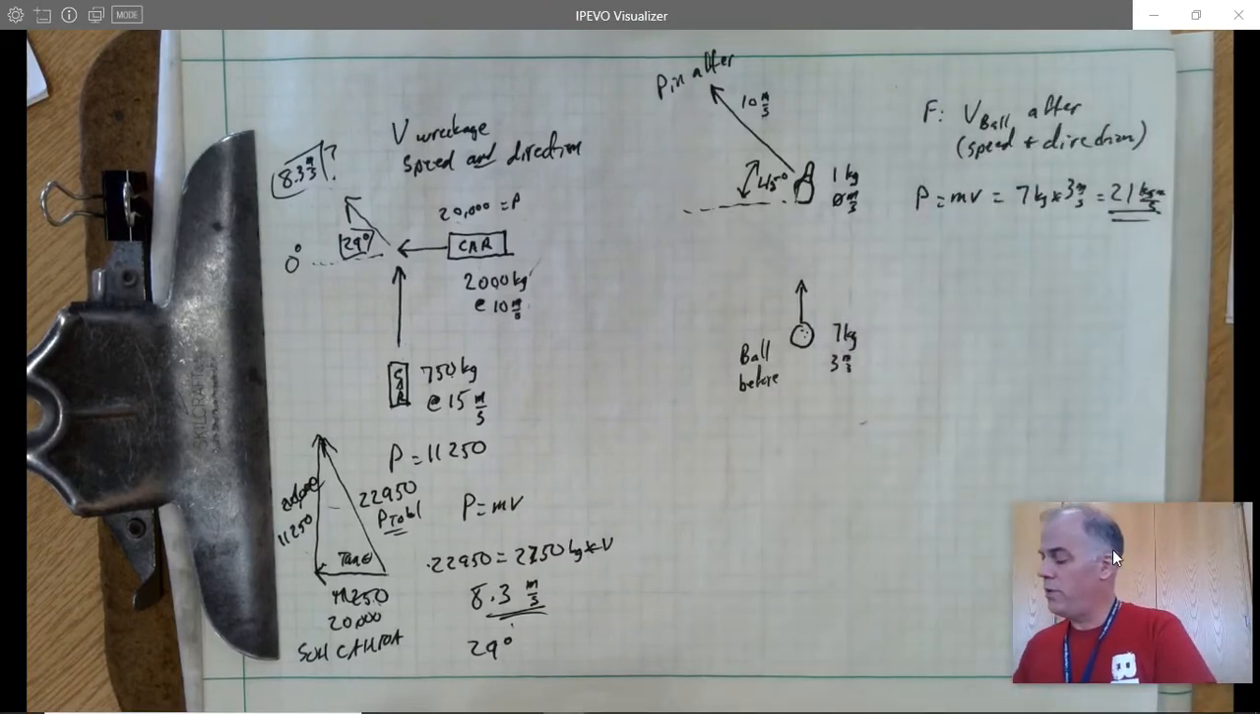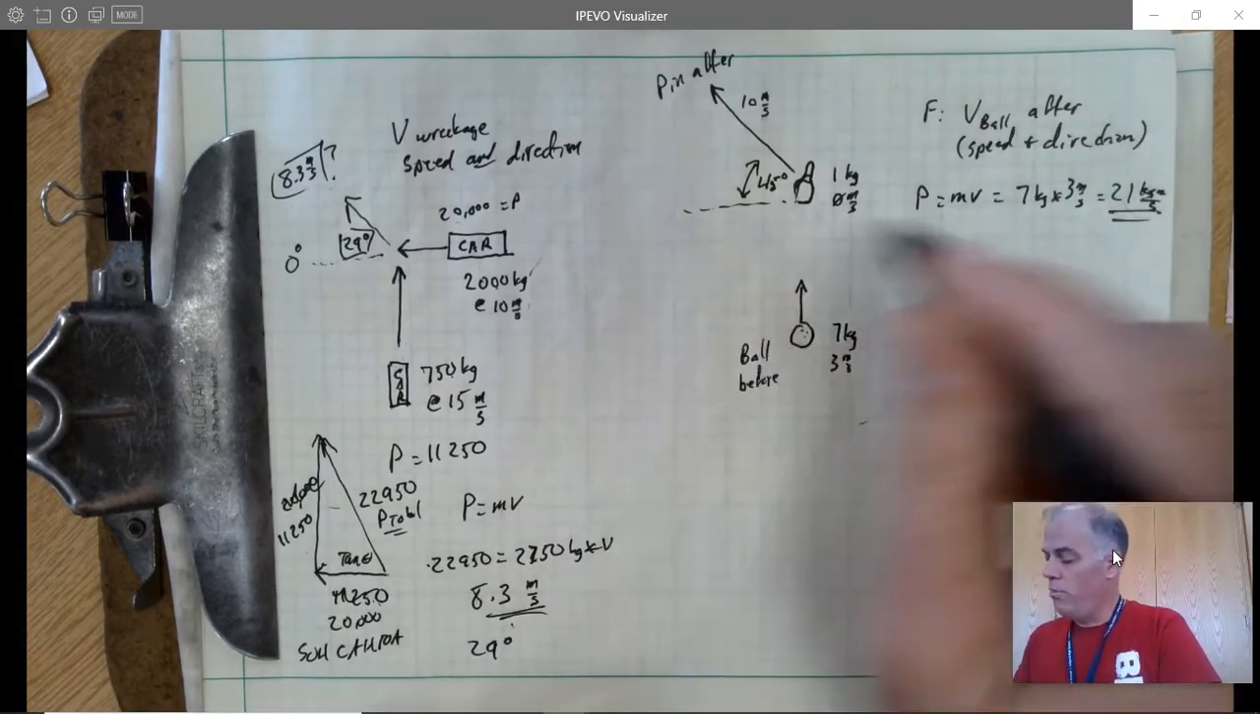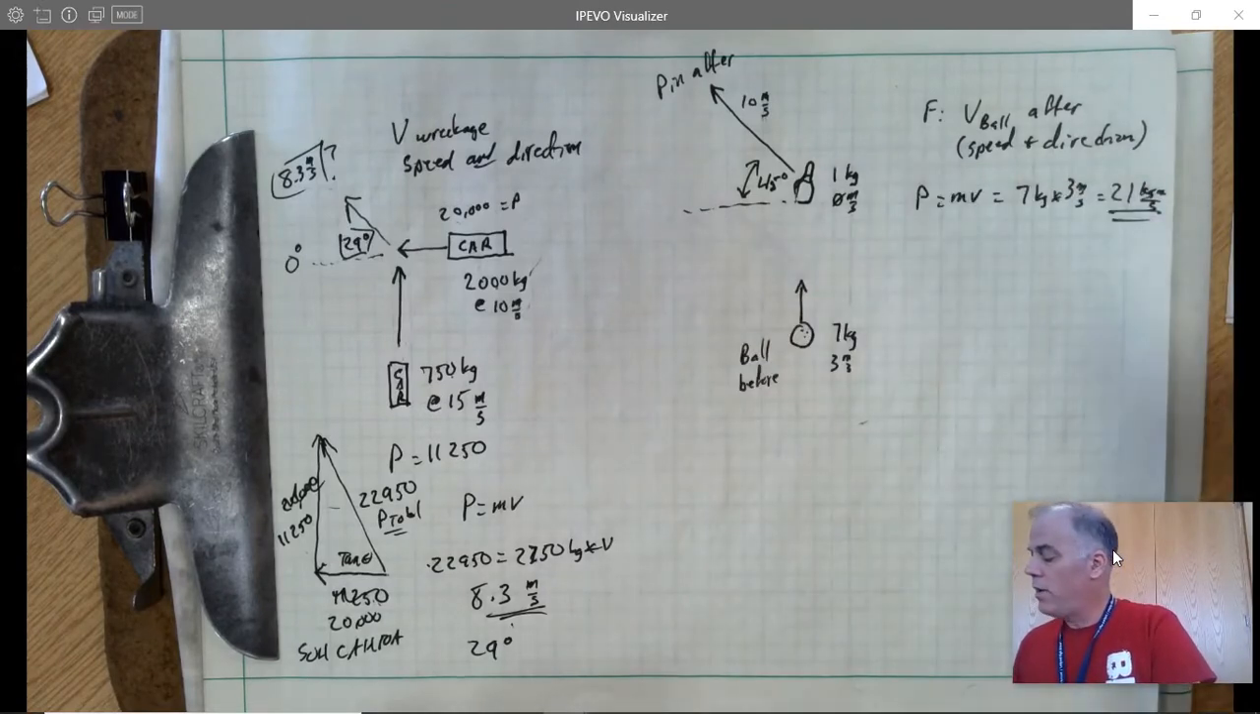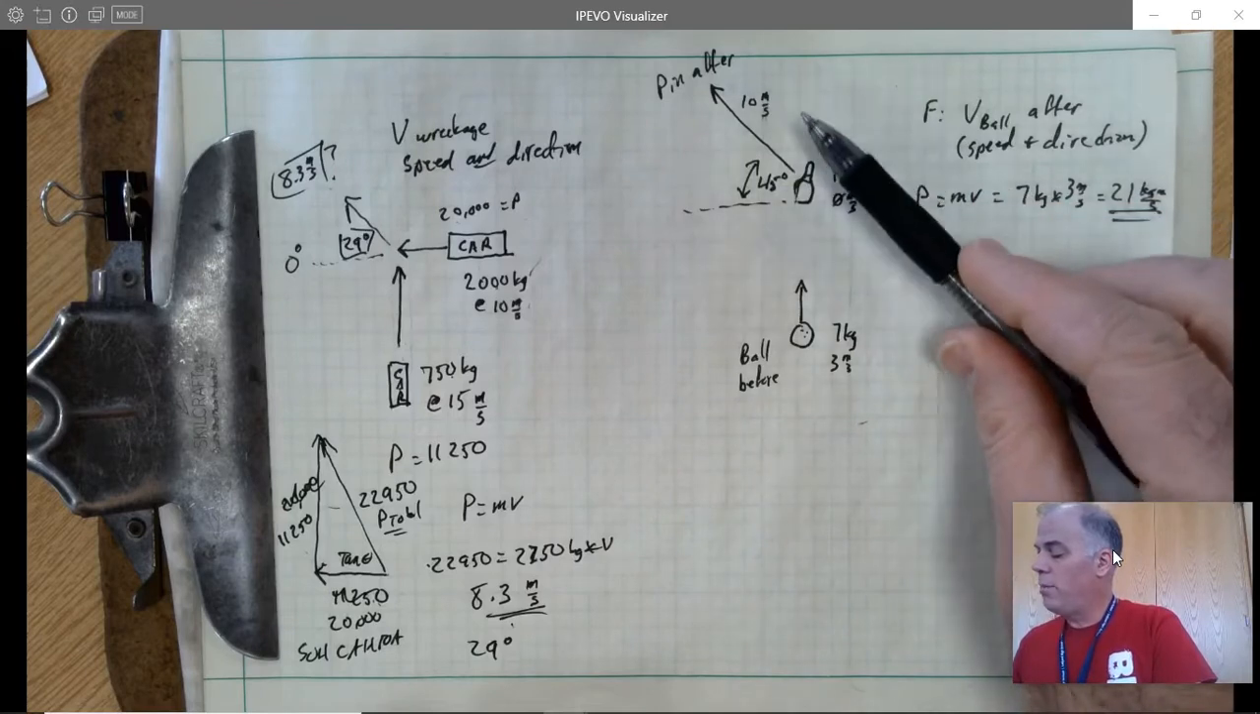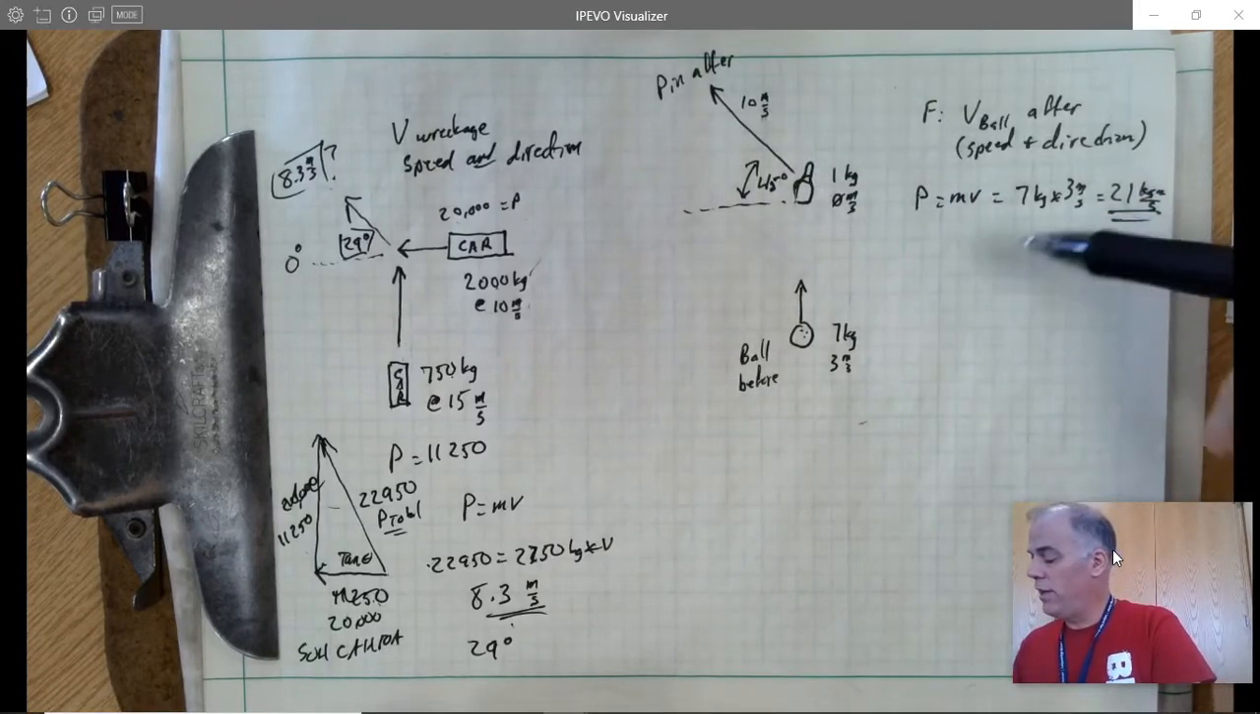That's what the ball has in the y direction. And as we said before, there is no momentum at all in the x direction. Okay, now the next thing we can do is to figure out the momentum of the pin after the collision.